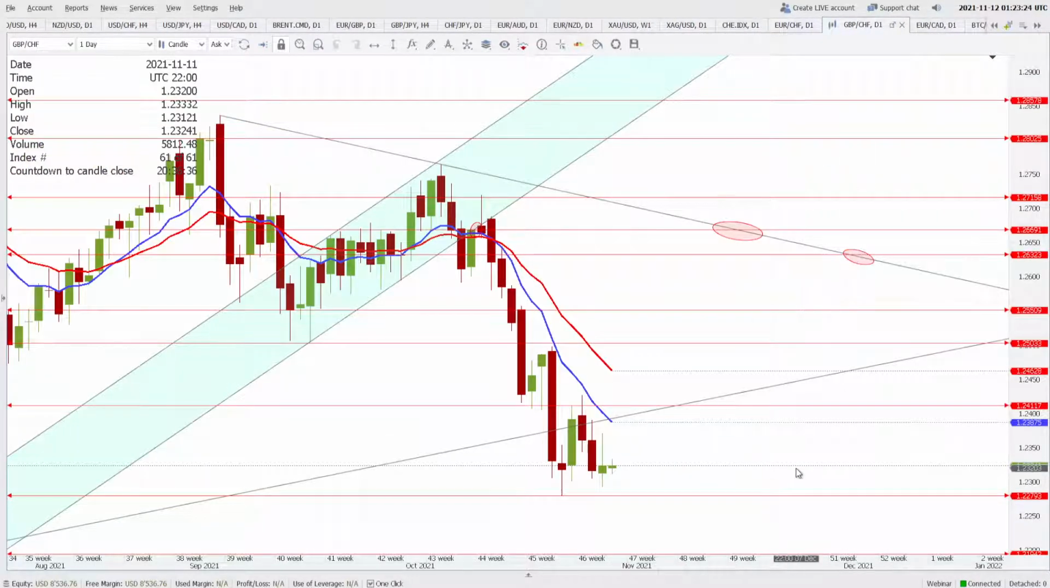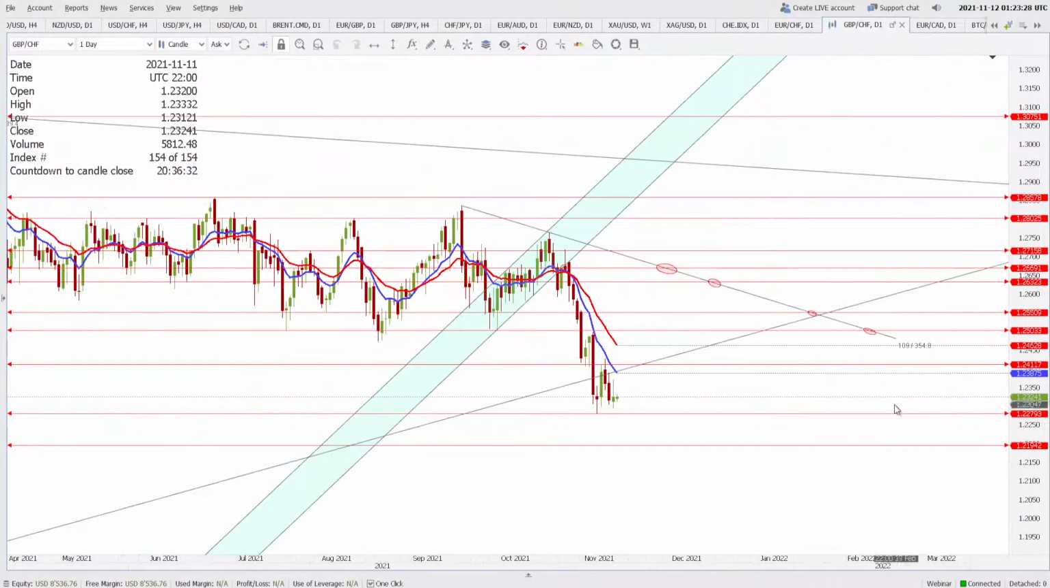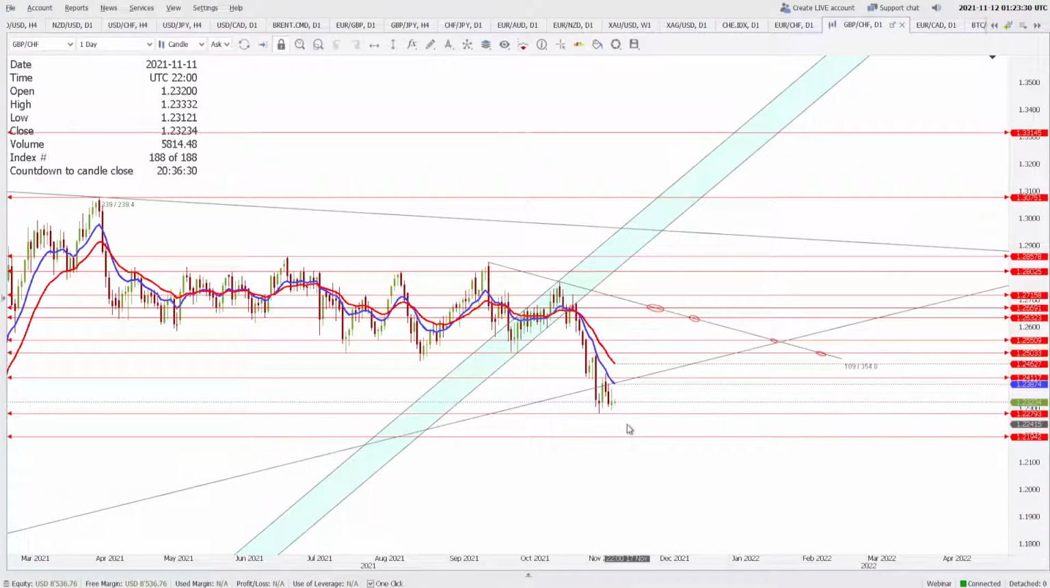GBP CHF on the similar lines seems to be consolidating before a fresh move. Now that fresh move may be lower, and in case that is there, 1.2279 is the support. If that support is broken, then 1.2194 will be exposed in this market. On the high side, we have a resistance at 1.2411 now.